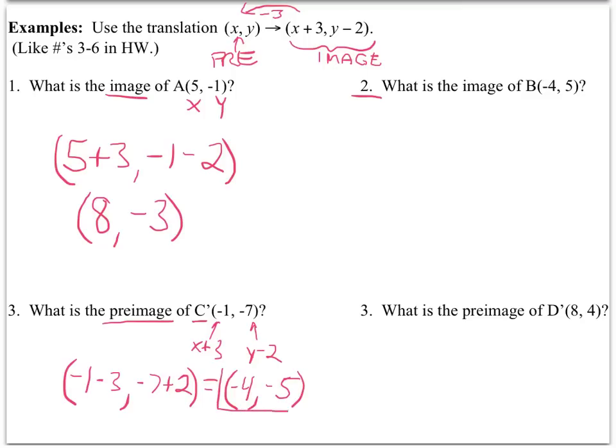So you might want to check yourself too. We're saying that negative 4, negative 5 is the pre-image. If I add 3 to negative 4, I do end up with negative 1 as my image in the x value. If I subtract 2 from negative 5, I end up with negative 7, which is again the value of my image. Go ahead and try this last one on your own using the same methods that I just described.